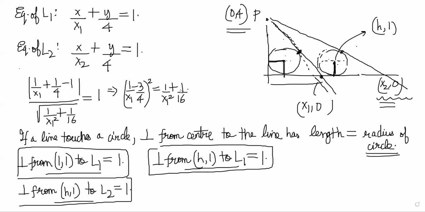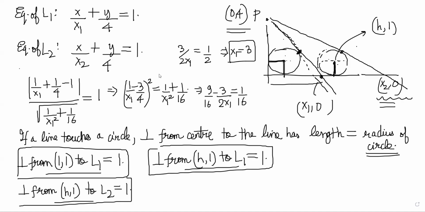Now solving this equation, take the square here, you will cancel the 1/x1² term and you will get an equation like this: 9/16 - 3/(2x1) = 1/16. And from here we get 3/(2x1) = 1/2. So therefore, x1 is equal to 3, right? So x1 is coming out as 3, and we basically got the value of this x1 simply by doing this condition, right? Okay, so we'll use that now.